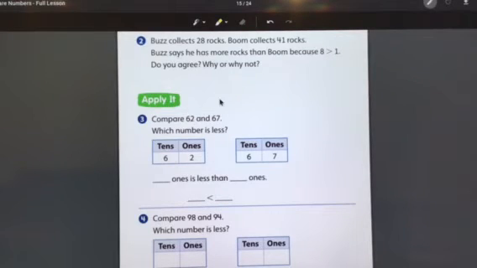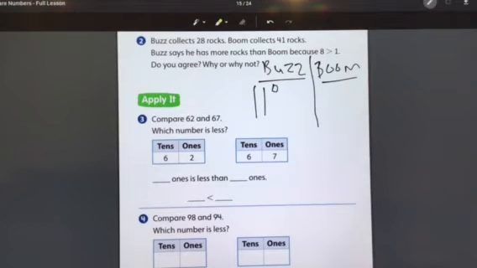For me to do this problem, I want to draw how many Buzz has and how many Boom has, just as we have done on the other pages. So I'm going to make a quick chart right here, and I'd like you to do the same thing. Here's Buzz, and here's Boom. So Buzz collects 28 rocks. So in the number 28, we have 2 tens, 8 ones. So I'm going to draw my 2 tens and my 8 ones. 1, 2, 3, 4, 5, 6, 7, 8. And Boom has 41 rocks. So Boom has 4 tens, 10, 20, 30, 40, and 1 one.